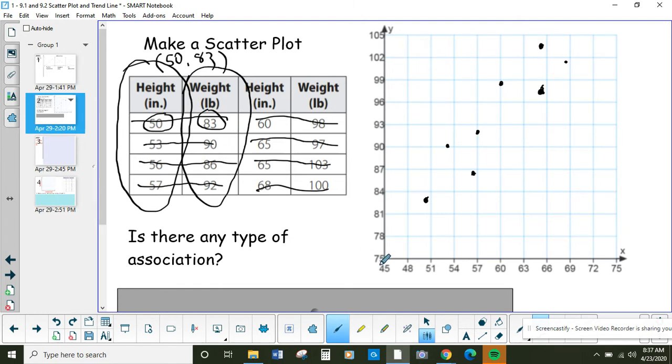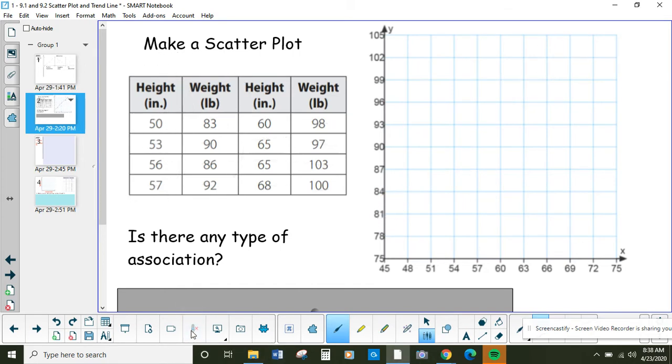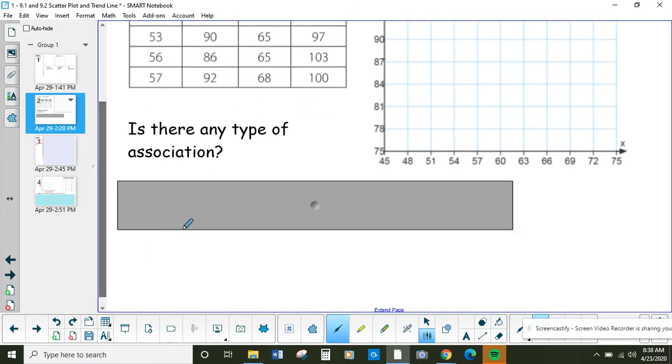So that makes kind of sense, right? The taller someone is, usually the more they weigh, something along those lines. But we all have different body types, correct? So it's not perfect. It won't make a straight line. But in general, the taller you are, the more you weigh. So that's a positive association there. As this increases over here, this increases over here. That's a positive association. Okay.